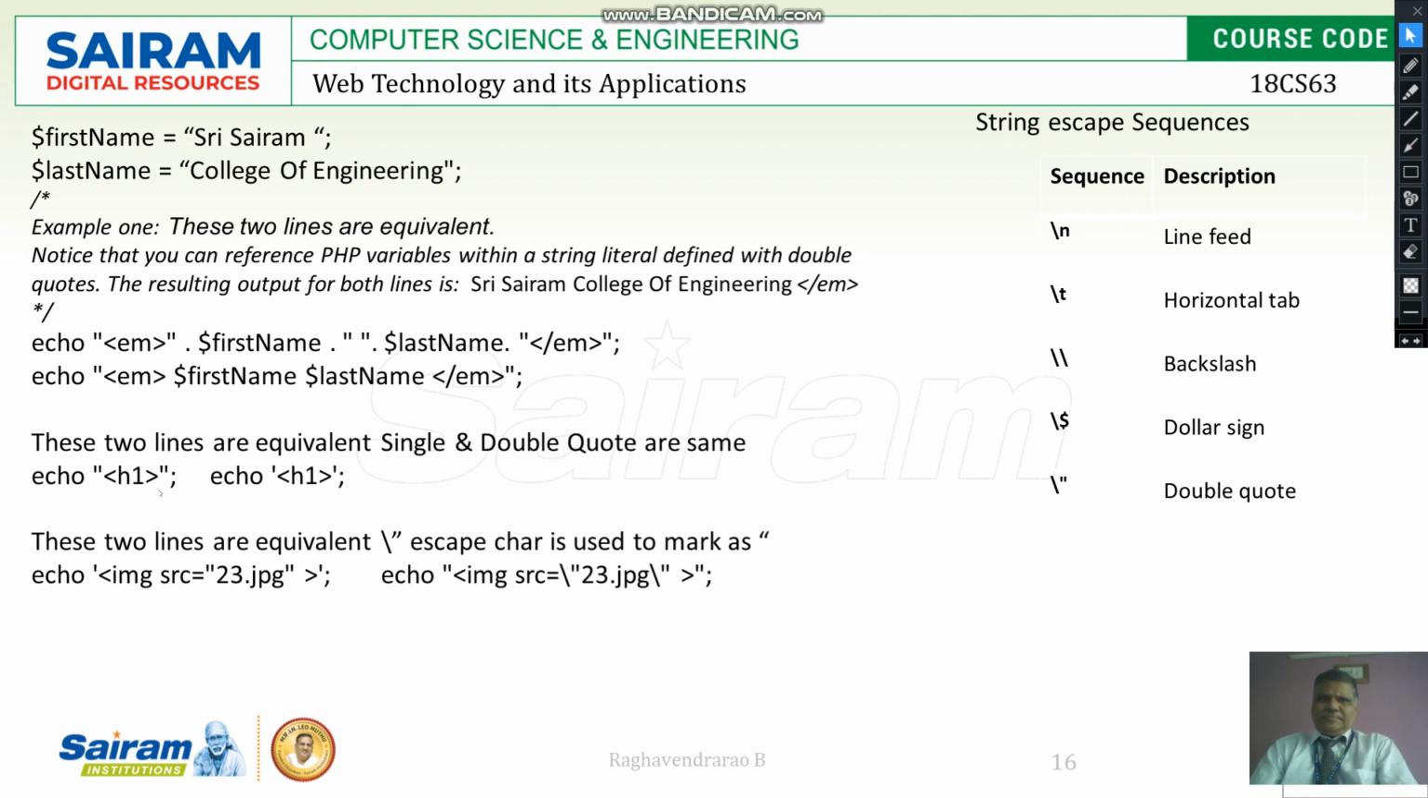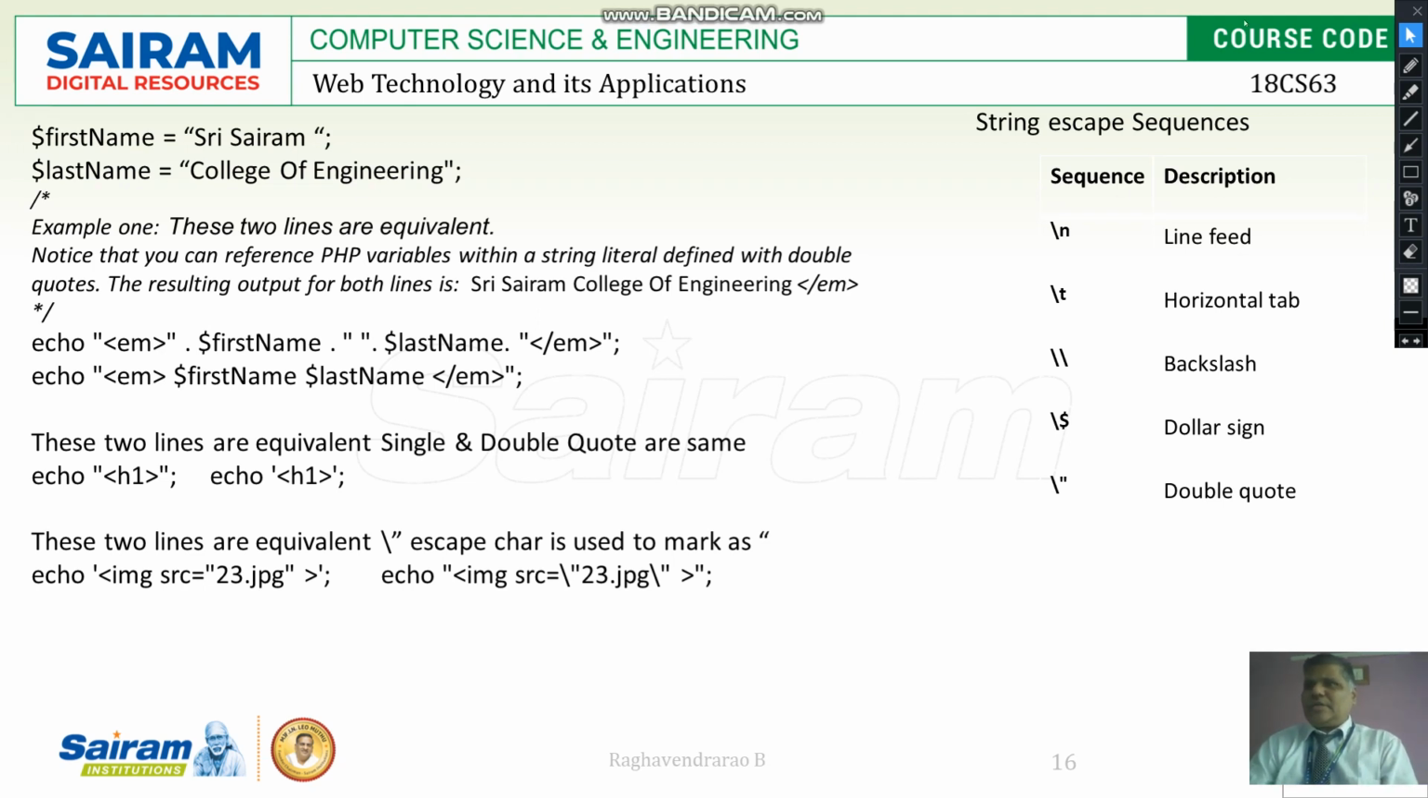Here is another one: double quotes and single quotes are also the same. Either you can use double quotes or single quotes, and it is going to be similar. And the two lines are equivalent to this. See here, a backslash double quote is written, so it is an escape character. Either you write it like this directly, echo with single quote, image source double quotes 23.jpg, or echo image source with the double quotes escaped. Either this way or that way, both are correct.